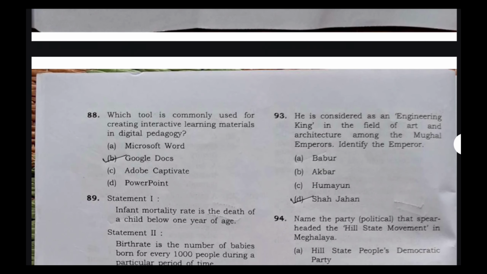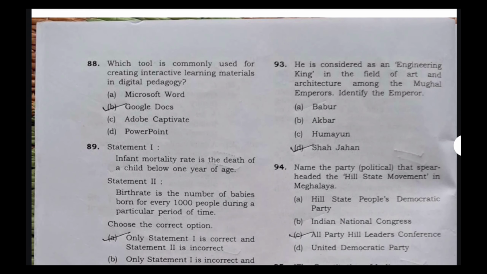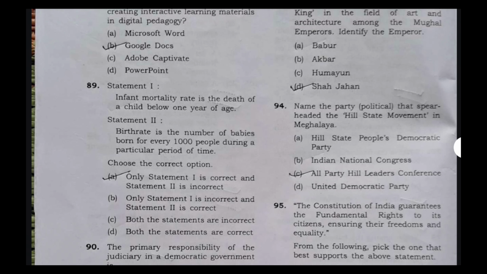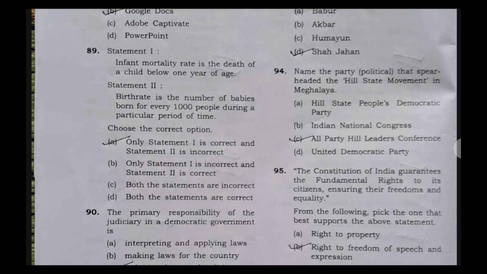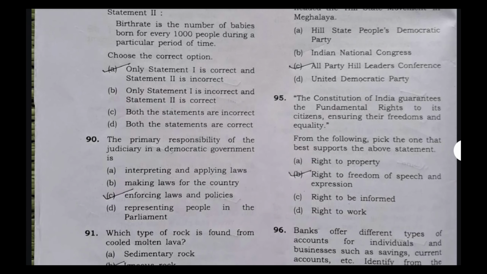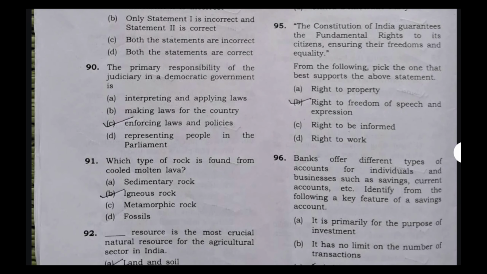Coming to the next, 88. Which tool is commonly used for creating interactive learning materials in digital pedagogy? The answer is option B, Google Docs. 89. Statement 1, the questions. So the answer is option A. Only statement 1 is correct and statement 2 is incorrect. Number 90. The primary responsibility of the judiciary in a democratic government is. The answer is option C, enforcing laws and policies.